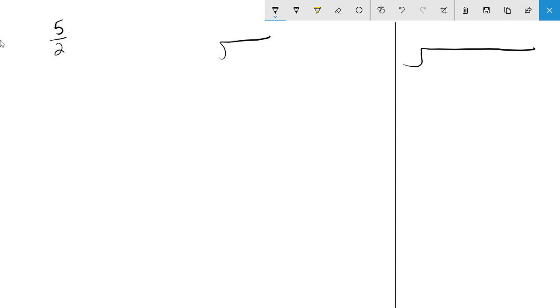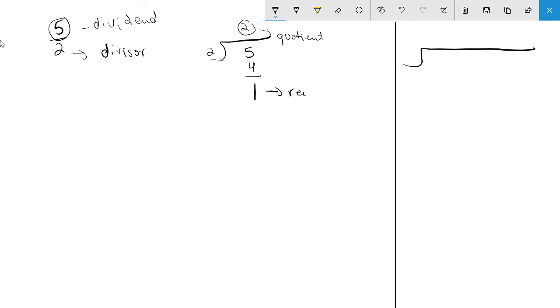So our 5, our numerator, is our dividend. And the 2 in the denominator is our divisor. We put the dividend under the division symbol because that's the number that's being divided, and 2 on the outside, which is the divisor, the number that's dividing the 5. So we do 2 times 2, 4, and we're left over with the 1. This 2 here is our quotient, and the 1 left over down here is our remainder.